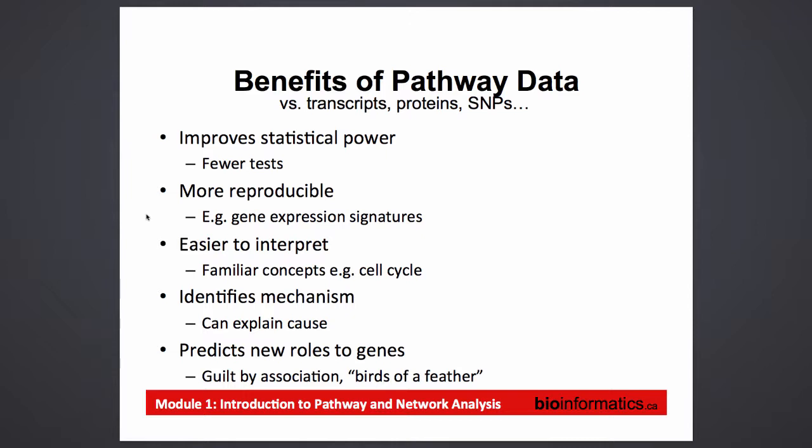And then you can also use the guilt by association or birds of a feather principle in order to predict new functions for your genes. For example, if you see a large enrichment of a particular pathway in your gene list that you derived from an experiment, and there are a few other genes that are not well known to be associated with that pathway, you may be able to predict that maybe these new uncharacterized genes also have a role in that process or pathway. And that can point you to some pretty detailed experiments on what to do next to maybe find out about the role of those genes.